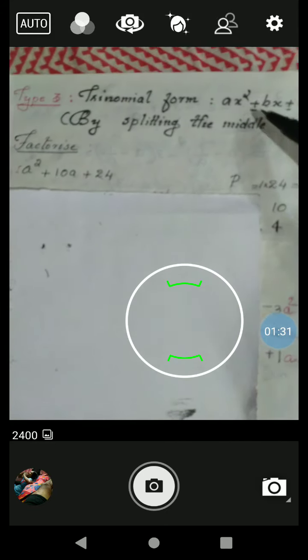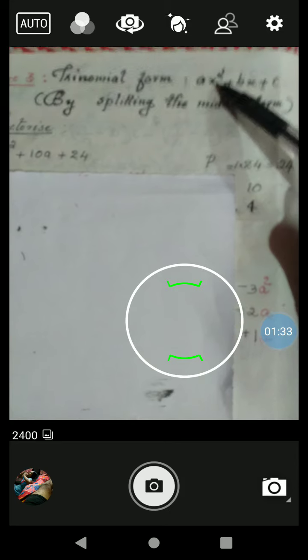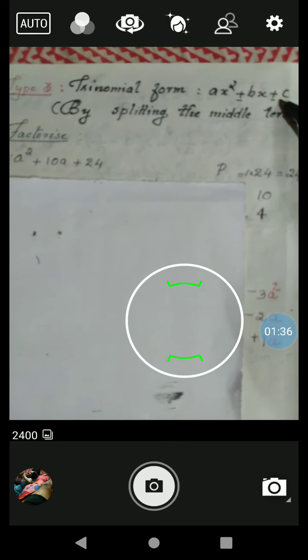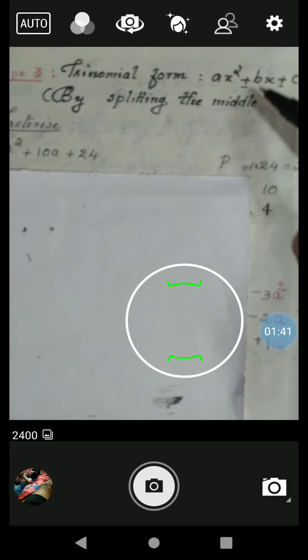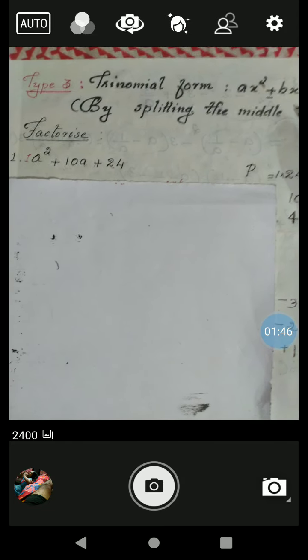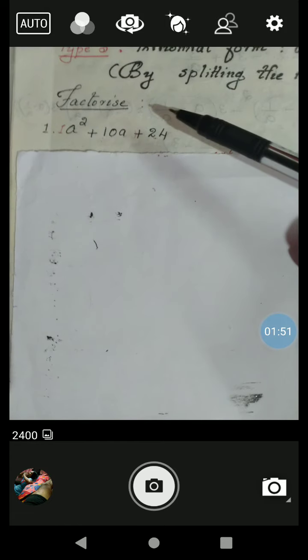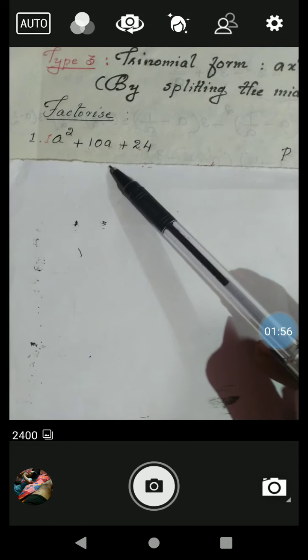If you have been given a question, suppose factorize an equation or polynomial in this form, that is ax square plus bx plus c. That means ax square plus or minus bx, okay, and plus or minus c in this form. Let us start with one question. You just look here. Factorize. The question is a square plus 10a plus 24.